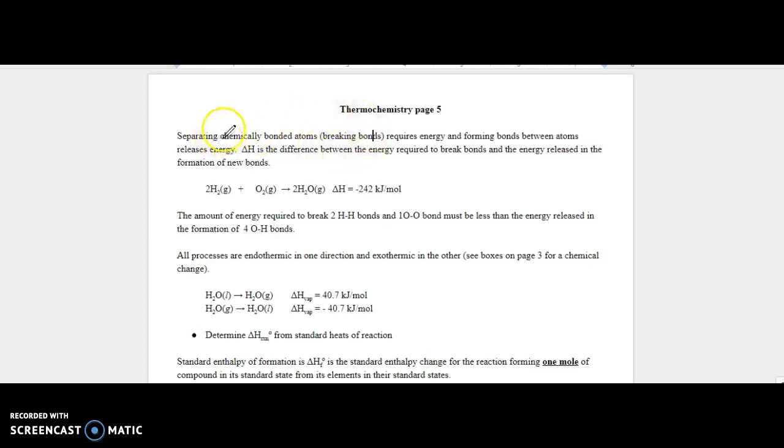On page 5, we're focusing on separating chemically bonded atoms, or breaking bonds, and looking at the amount of energy that goes into that. You require energy to break bonds, so that's energy going in, and forming bonds releases energy. So we're looking at the net amount of energy, and delta H is just the difference between the two energies. So again, exothermic, you have a net gain of energy, so you have energy left over to give away. If it's endothermic, you're putting more energy in than you're getting out by the energy released from the new bonds.